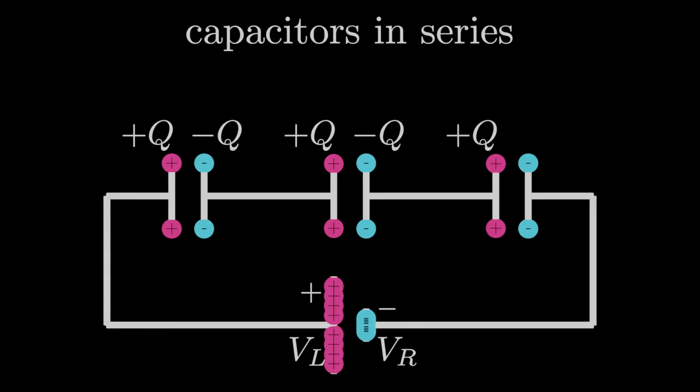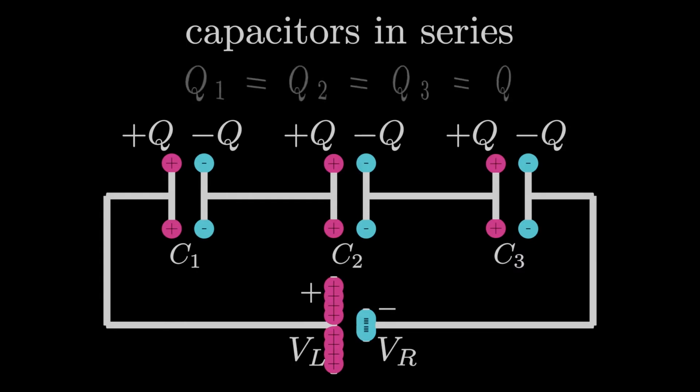Since the whole conductor started out neutral, we expect it to stay neutral if charge hasn't entered or exited the conductor. Then the stable configuration of these capacitors would have the negative charge on the rightmost plate as negative Q, which came from the battery's negative terminal. Once these polarizations happen, there's no reason for charge to move anymore. What's interesting here is in this case, the charge on each capacitor is the same. If we call each of these capacitors 1, 2, and 3, then Q1, Q2, and Q3 are all equal.